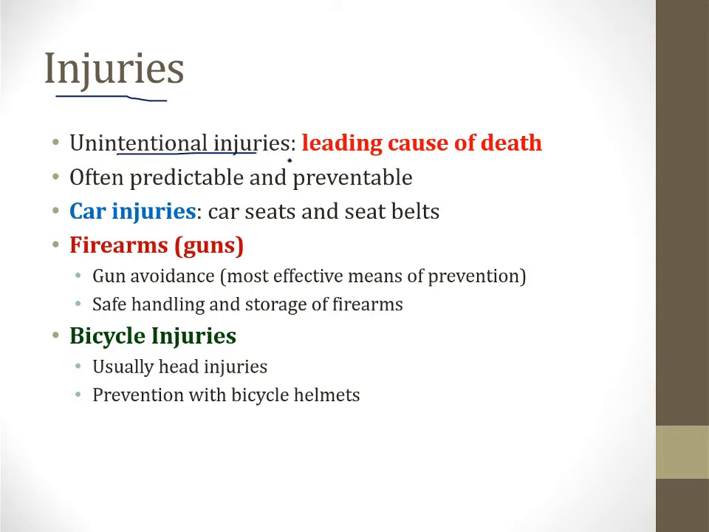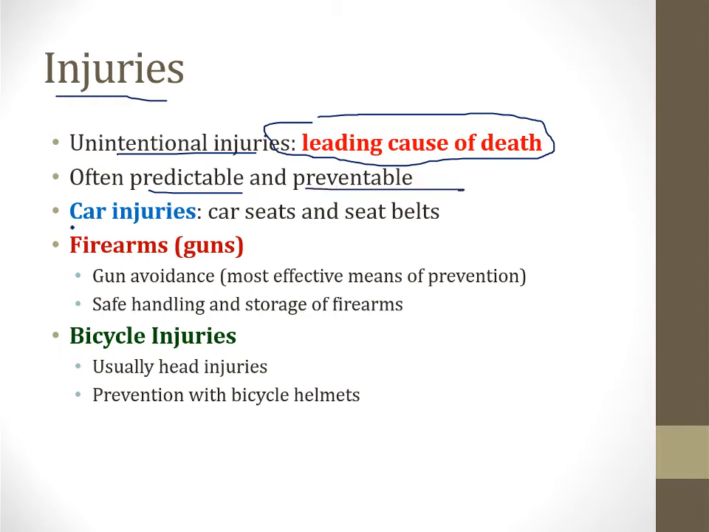So unintentional injuries are the leading cause of death among children. So pediatricians, for this reason, treat injuries the same way adult doctors treat cardiovascular disease. This is the leading cause of death, and they provide advice to parents and children to try and avoid getting into injuries. Retrospectively, when you look back on children who were injured seriously, you can find out that the injuries were often predictable and preventable.